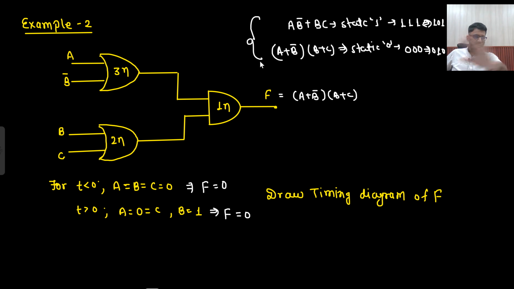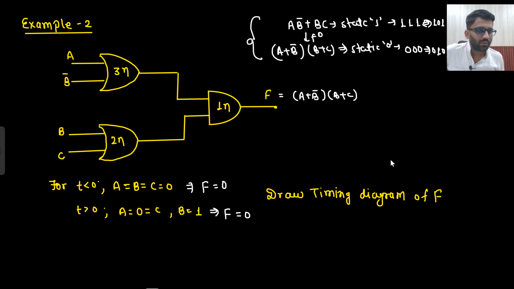Look at it and think on your own. What do you observe? Dual, right? A B bar plus BC. If I want you to find the dual of this, what would it be? A plus B bar into B plus C. In dual, we do not complement the literals. I again and again say this thing. Do not complement the literals. So it's not that I will complement A and make it A bar plus B dot B bar plus C bar. No, no, no. Don't complement the literals, right?